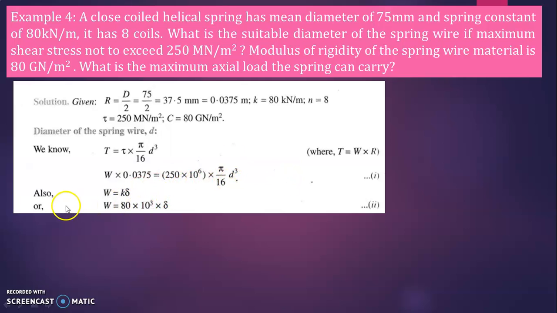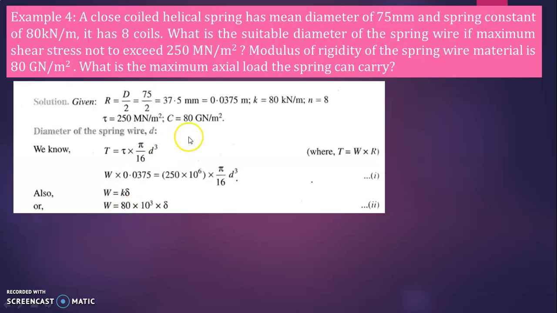So what we can do, we have one more formula, that is deflection is equal to W divided by K, or W divided by S, stiffness. So you can write in terms of W. What is W? So W is equal to stiffness into deflection, K into delta or S into delta. We have the value of K, it is given here, spring constant, that is 80 kilonewton per meter.